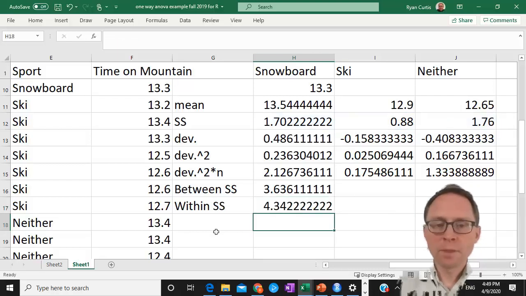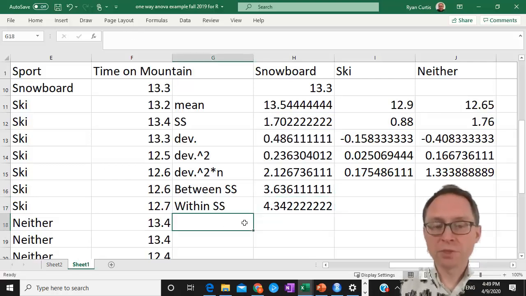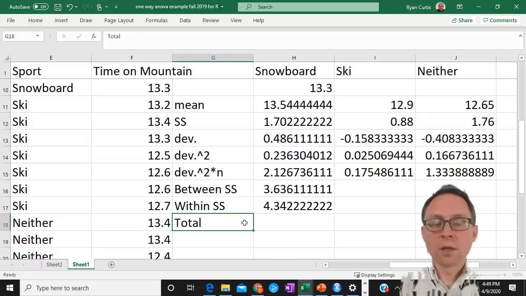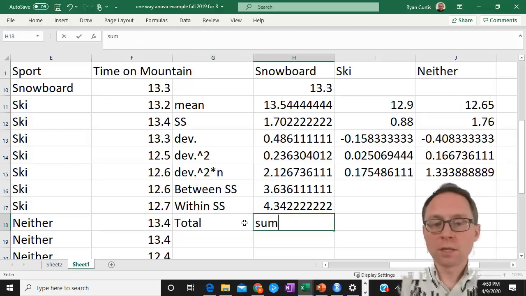Right? Now, if we did this right, then between group sum of squares and within group sum of squares should add up to the total sum of squares. And let's see if we did it. Let's see. Whoops, I got to equal some.